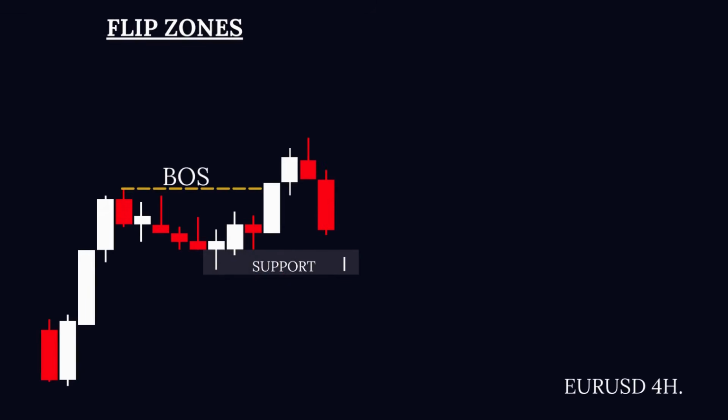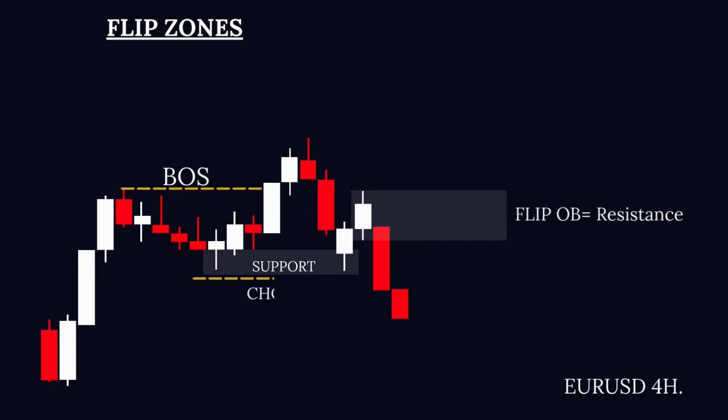Next, flip zones. These are levels that were once support or resistance, swept by liquidity, and then respected in the opposite direction after the break, when price comes for a retest aligning with institutional order flow.